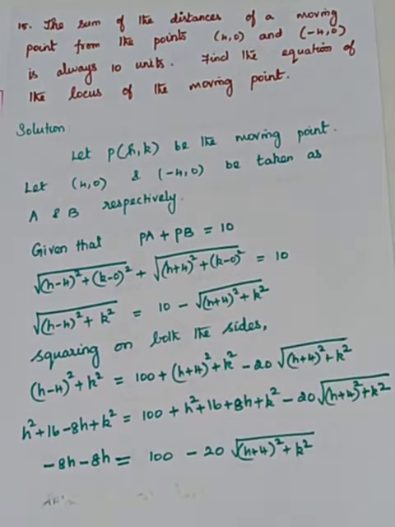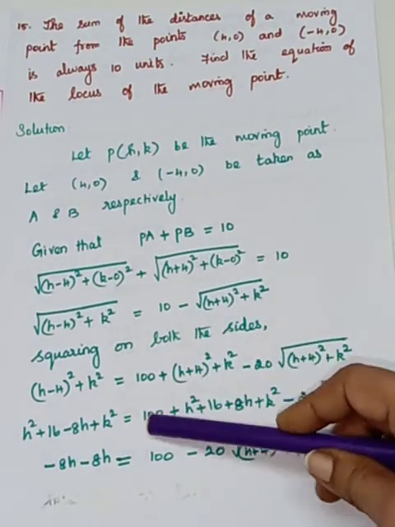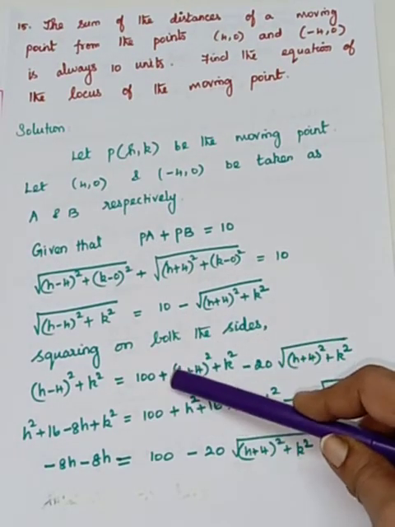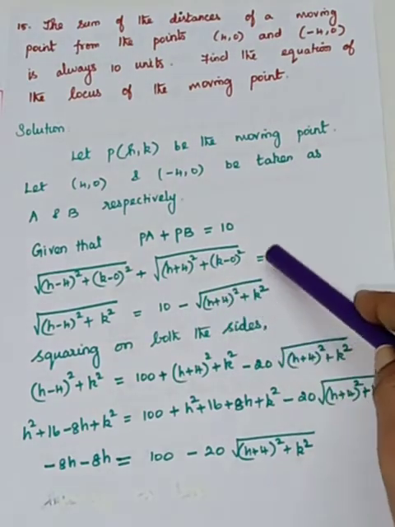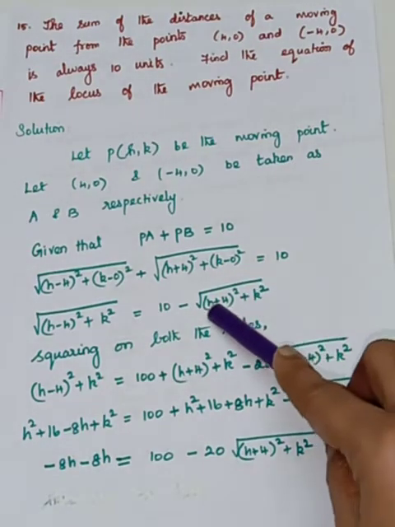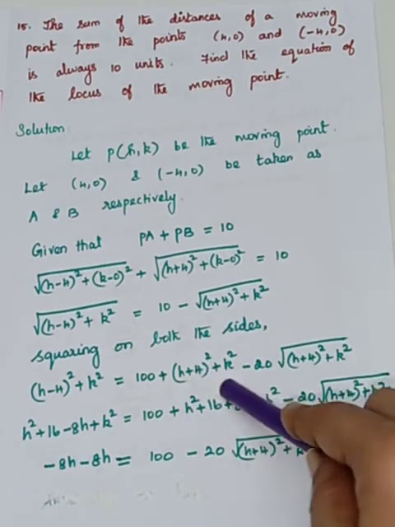So it is in the form of A minus B the whole square. Your A is 10, so if you square, it is 100 plus B square. If you square the square root, the square root and the square get cancelled. You will have H plus 4 the whole square plus K square.